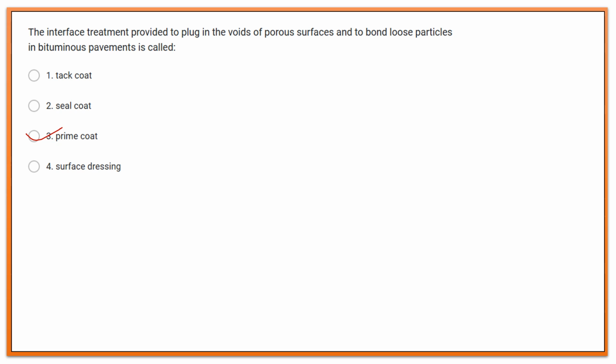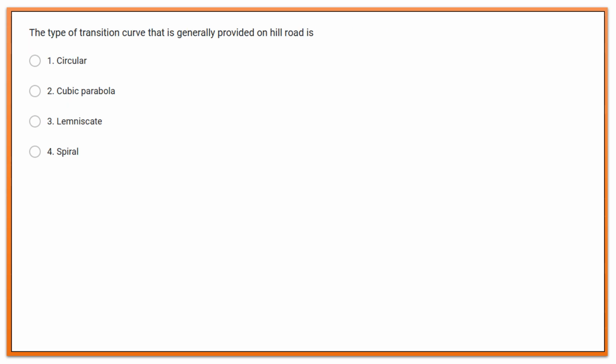Tack coat is provided for proper binding between two layers of binder coats, and the tack coat is a thin coat. Then seal coat. Seal coat is also a thin surface treatment, which is used to provide a waterproof surface and a skid resistant surface.